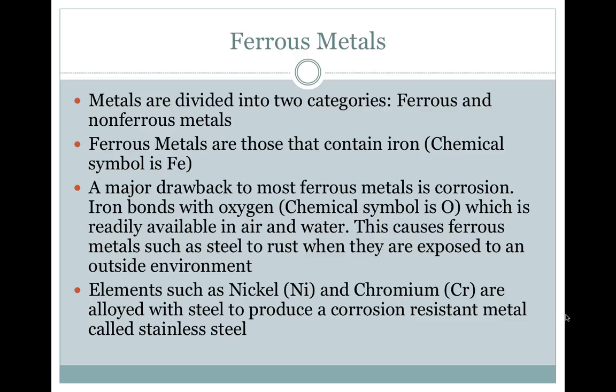A major drawback to most ferrous metals is corrosion. Iron bonds with oxygen, the chemical symbol O, which is readily available in air and water. This causes ferrous metals such as steel to rust when they are exposed to an outside environment. Elements such as nickel and chromium are alloyed with steel to produce a corrosion-resistant metal called stainless steel.